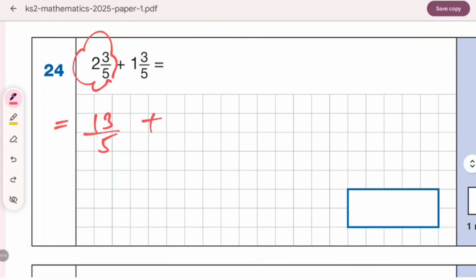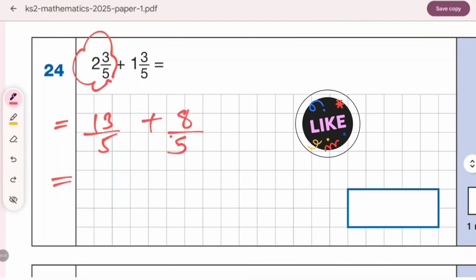Again, similarly, when we change this 1 whole 3 by 5 into improper, we will get 5 times 1 will be 5, and plus 3 will be 8. So 8 by 5. We have the same denominator, so that means we can add. So 13 and 8 will give us 21 by 5.